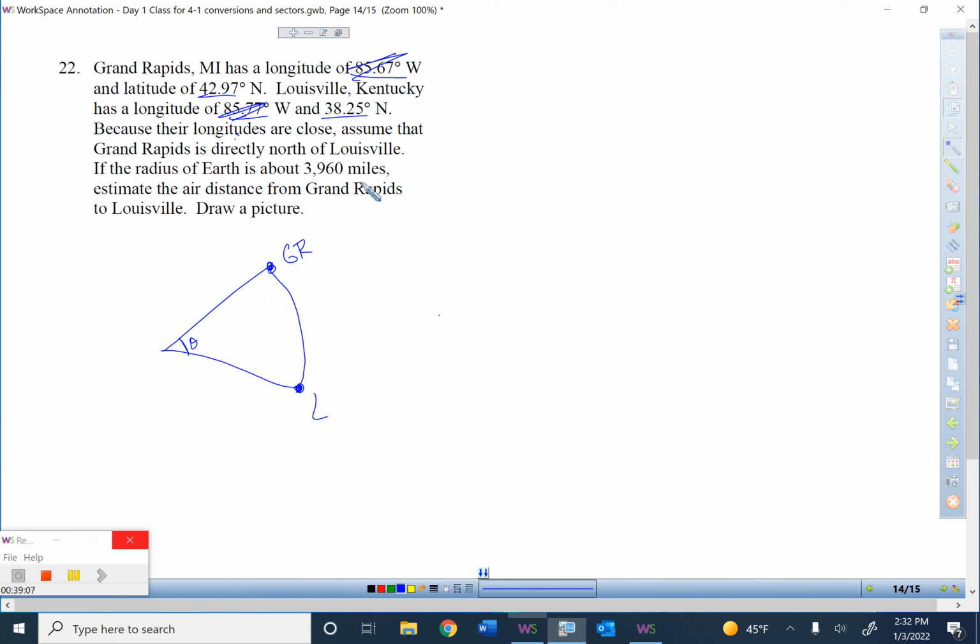We'll subtract them. So make yourself a little note of this. Theta is going to be 42.97, the bigger number, minus the smaller number. And when we subtract those two things, we get 4.72 degrees. So we've got our theta. Then it says if the radius of the Earth is about 3,960 miles, find the distance here. The distance is another way to say the length of that arc.